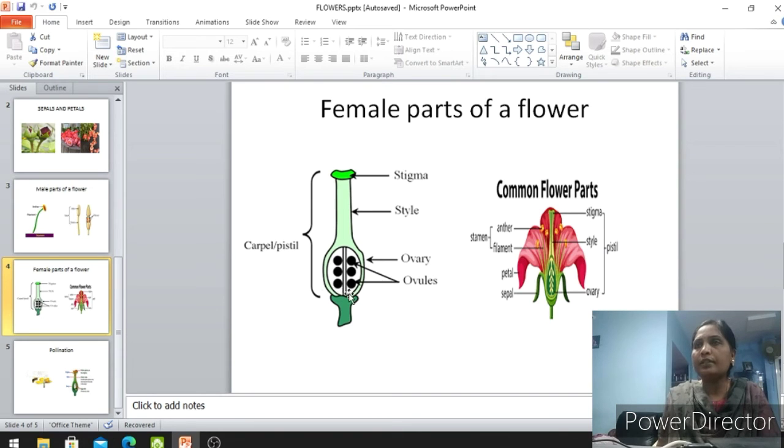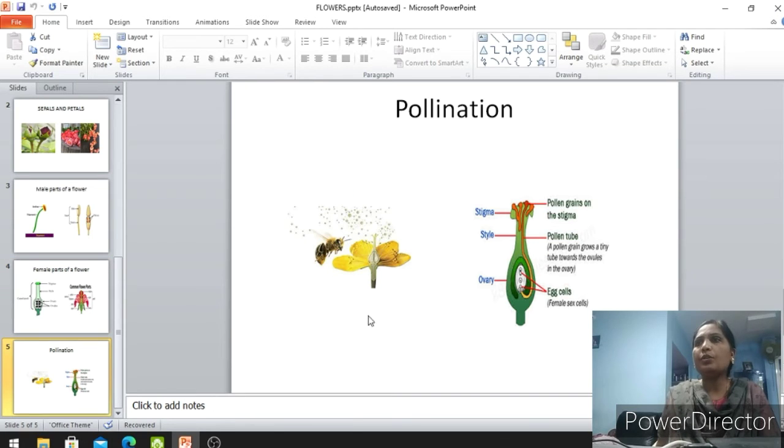When you cut with a sharp blade, take your elder's help while dissecting the flower, make a cut and then open. Try to see the ovules present inside the ovary. And then, now you can understand what's the meaning of pollination. So, transfer of pollen grains.